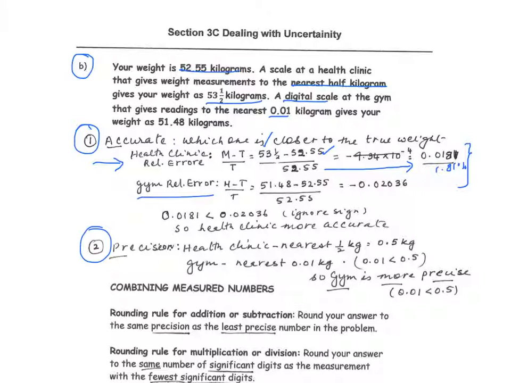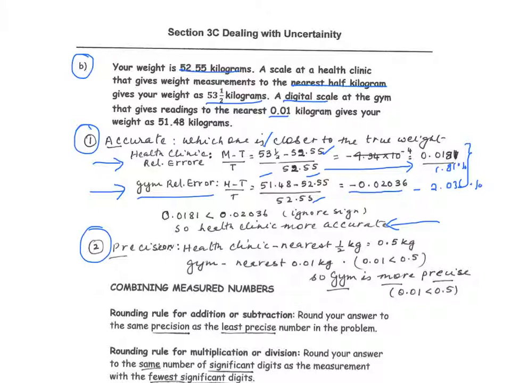The gym uses a digital scale, and the relative error is again the measured weight minus the true weight over the true weight, and it gives us a negative 2.036%. So we obviously ignore the signs of the relative errors, and clearly 0.0181 is less than 0.02036, which proves that the measurement in the health clinic is closer to the true weight than the measurement in the gym. So therefore, the health clinic gives a more accurate weight.